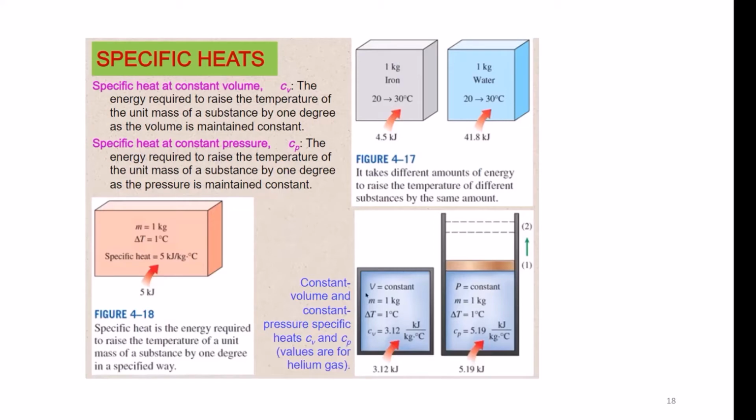Couple of examples over here. Well, of course, if the substance is different, we would expect specific heat to be different. Okay, and here it is. Here's some examples: specific heat with constant volume, specific heat with constant pressure for helium.